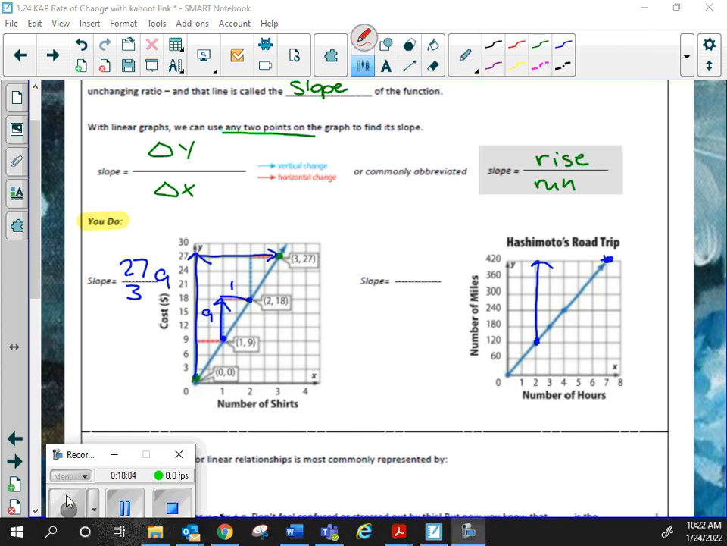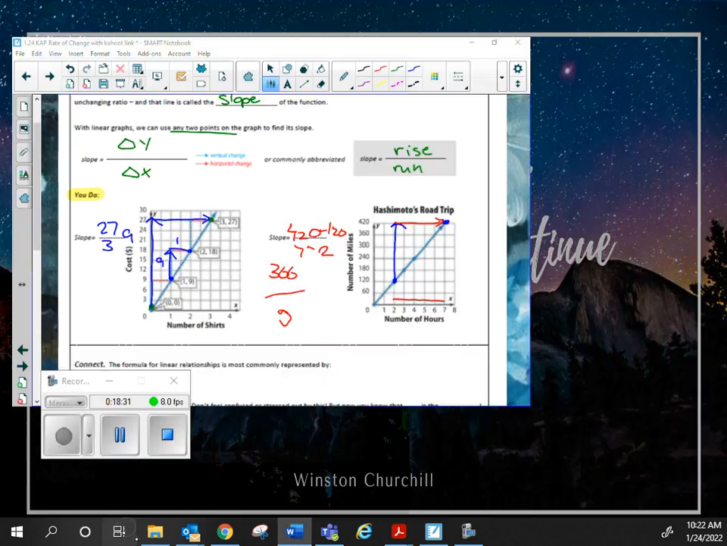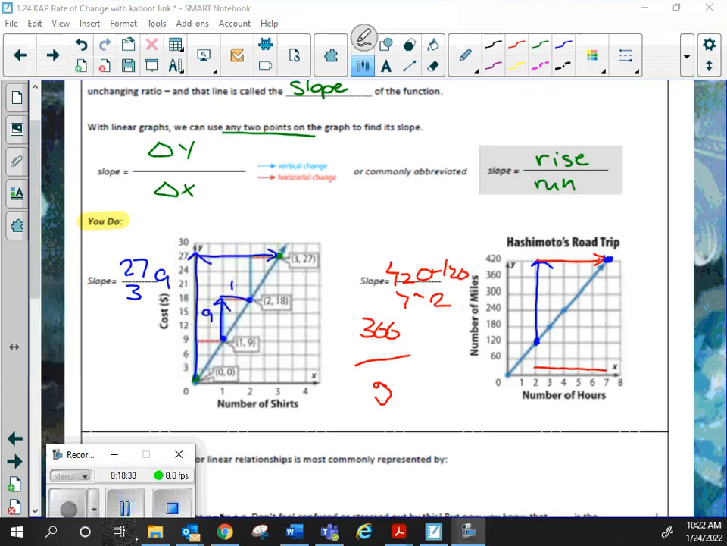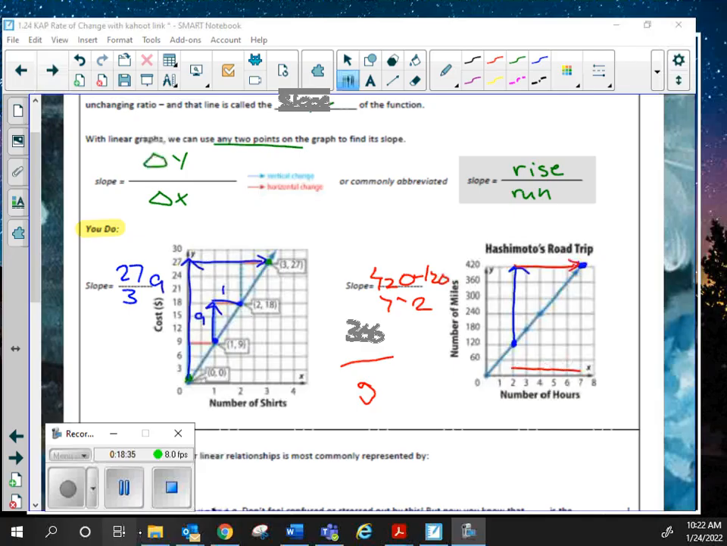Okay, this is going to look a little different. So, if I'm trying to find that change, I went from 420 to 120. What is that change? 420 minus 120 is 300. Okay, my change in x. I ended at 7, and I'm finding minus 2. That change was 5. Oh my gosh, give me a second. 1 second, guys.